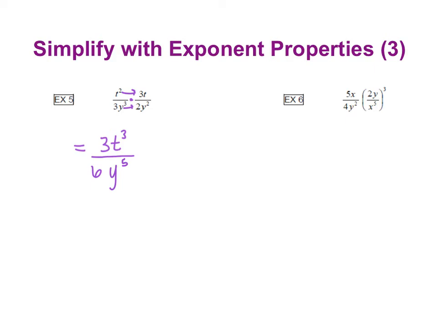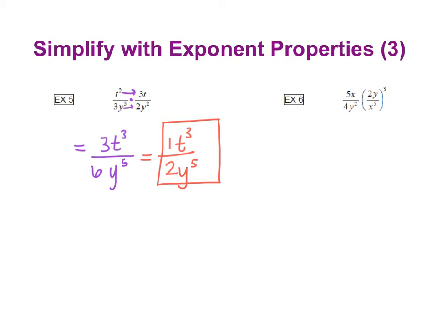So now we're going to take this one fraction and simplify left to right. First, I can see that there is a 3 over 6. We're going to reduce that. 3 does not divide by 6, but it does reduce to 1/2. We have t's on the top, but there are no t's on the bottom to reduce that with, so that t cubed stays on top. And then we have a y to the 5th on the bottom, but no y's to simplify it with, so that y to the 5th stays on the bottom. And that's our simplified answer.